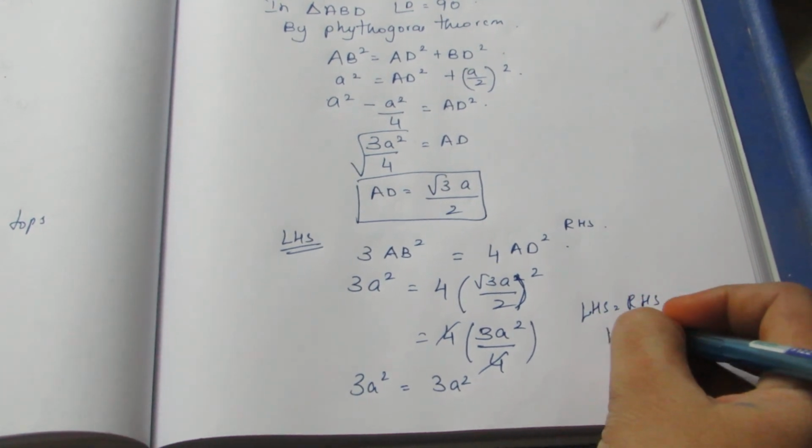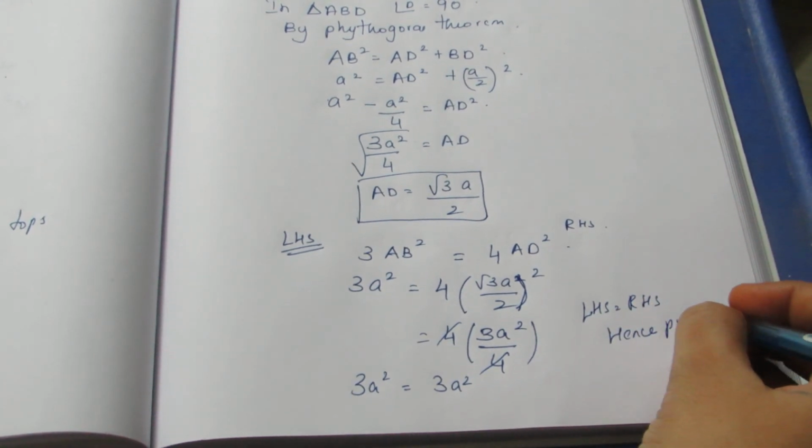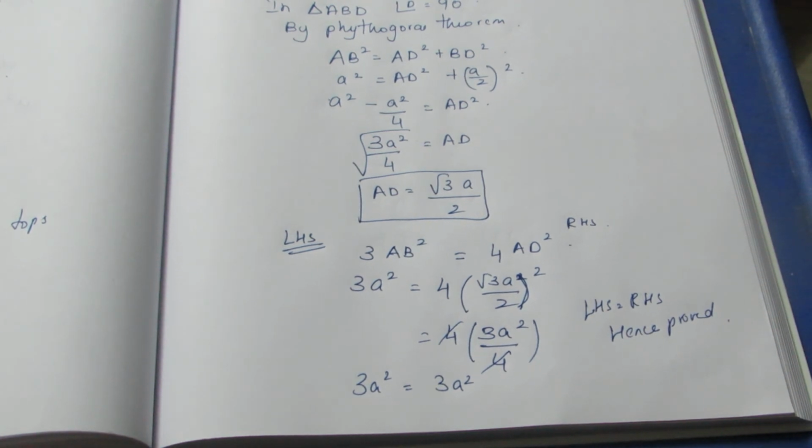Hence proved. So taking both the sides, I have proved it separately. You can prove LHS separately and RHS separately. Then we can say from 1 and 2, LHS equal to RHS, hence proved. That's all with the sum.